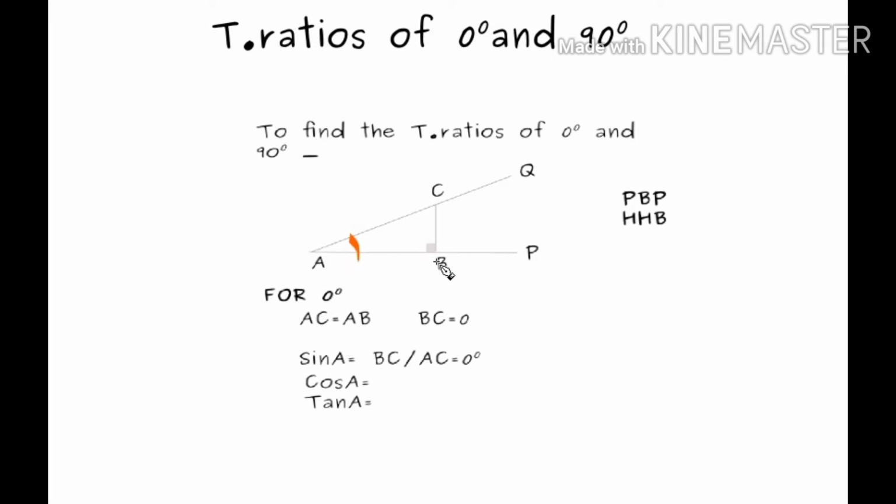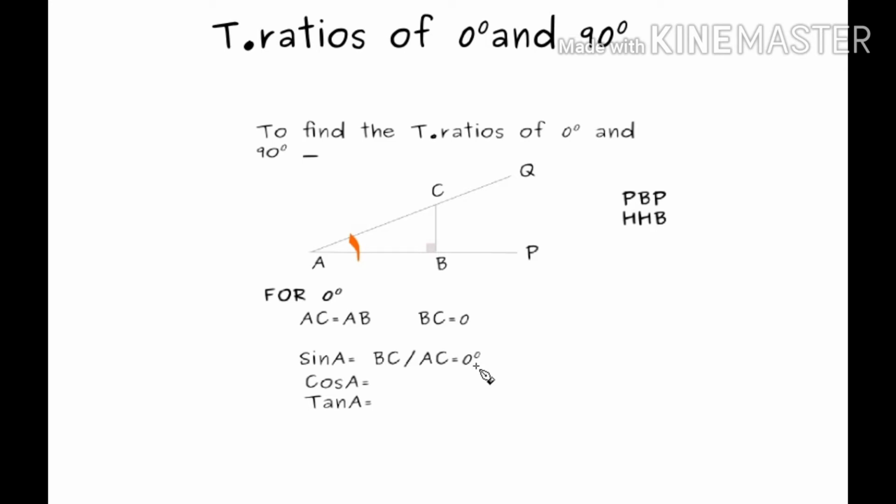Now are you clear? Okay, AC is equal to AB, and the BC length becomes 0 because there will be no BC. When you bring AC down to AB, the BC length becomes 0, so BC will be 0. For this, sin A, so I told you how to write the ratios. Sin A is equal to what? You can see over here, perpendicular upon hypotenuse. So perpendicular is this length, and this length is equal to 0. So sin A will be equal to 0.